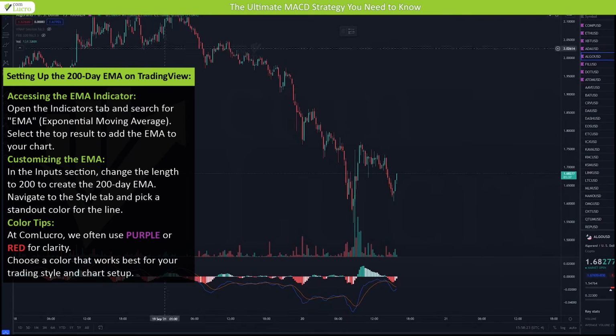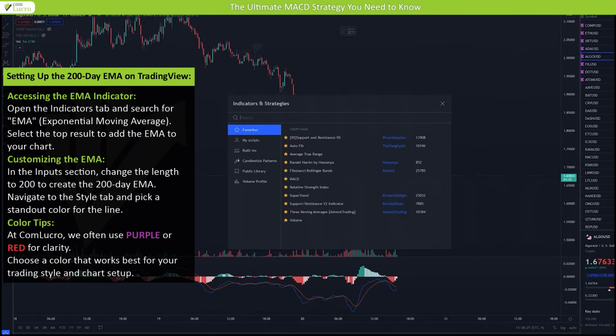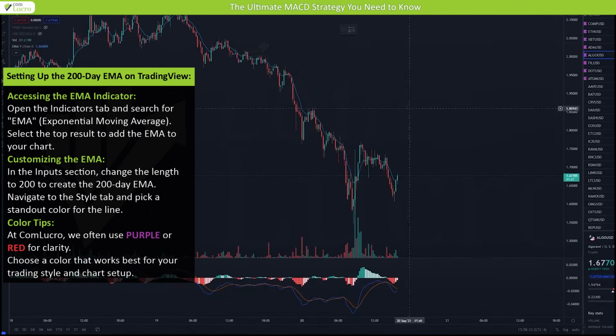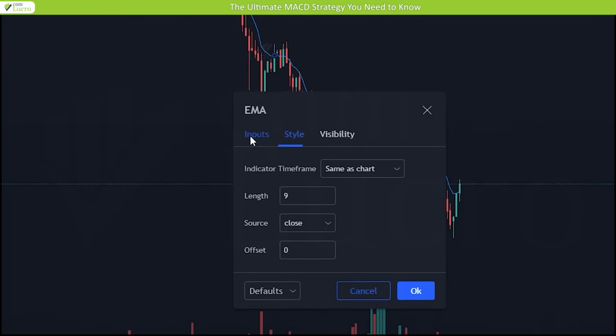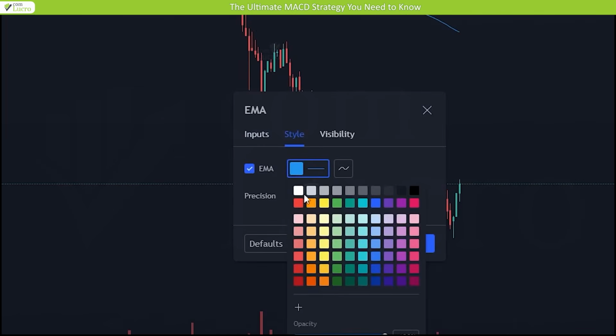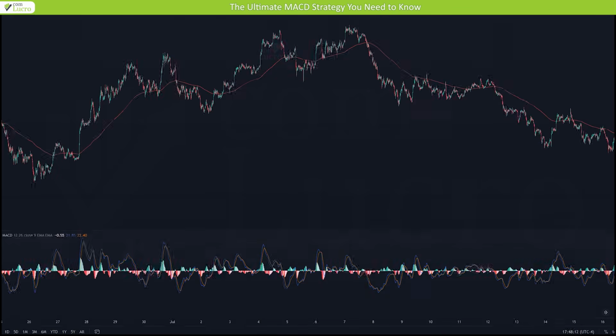than against it. To set this up, head to the Indicators tab on TradingView and search for EMA, which stands for Exponential Moving Average. Select the top option from the list. Once you've added the EMA to your chart, click on its settings icon to customize it. Under the Input section, change the length to 200, transforming it into a 200-day exponential moving average. Next, switch to the Style tab. You can choose any color for the EMA line to make it stand out. We at ComLucro typically prefer purple or red, but feel free to use a color that works for you.